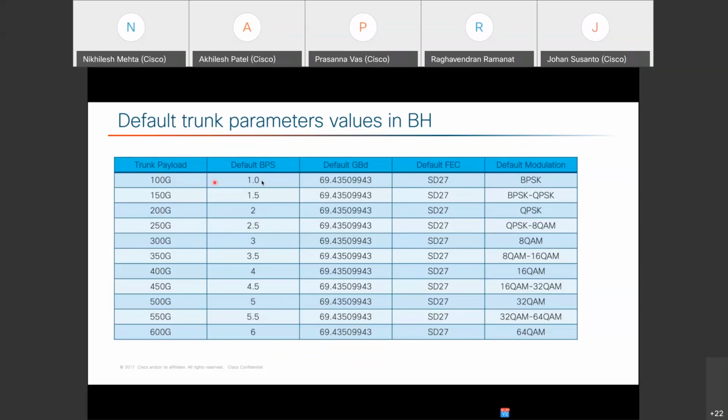So this is just an example: if you need a 100 gig payload, the default modulation is BPSK, the default baud rate is 69.4350, and the default bits per symbol is 1. Similarly, you can increase the trunk payload from 100 gig to 600 gig. And if you want more trunk payload, the default modulation format will change. It will go from BPSK till 64 QAM, and you have the hybrid modulation as well for sub 50 gig configurations.